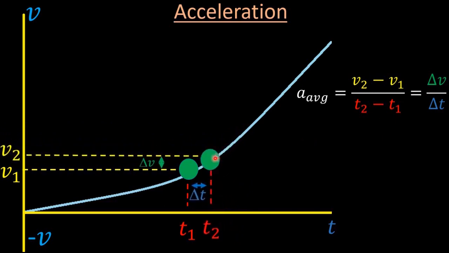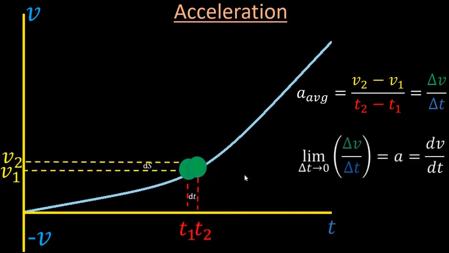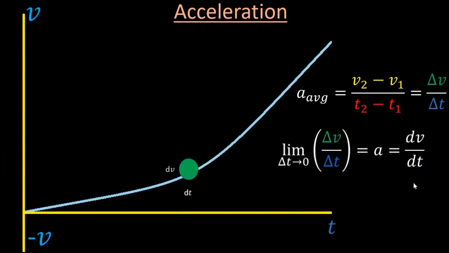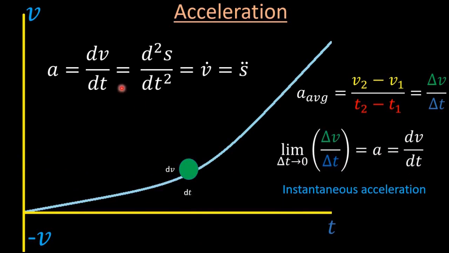The smaller those differences get, the closer we get to the instantaneous acceleration of that particle at time t1. So if we keep making that smaller, we take the limit as delta t approaches 0 of delta v by delta t, which will give us a, which is dv/dt, where these changes are infinitely small. And that would give us the instantaneous acceleration. And we can write that as a equals dv/dt, which is equal to d2s/dt squared. So that is the second time derivative of displacement. Or we could write that as v dot, or as s double dot, where this time we've got two dots showing two time derivatives.